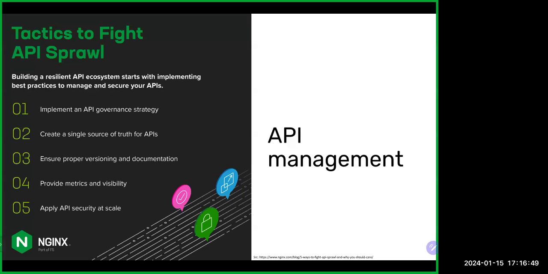So I wanted to provide a reference from Nginx, which includes some of the golden rules, and at least one of them is definitely related to security at scale, but also monitoring and versioning and central governance.